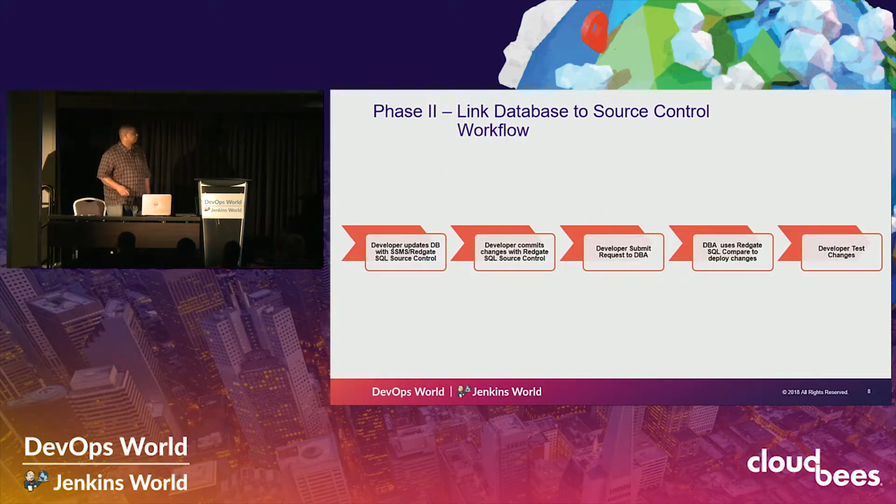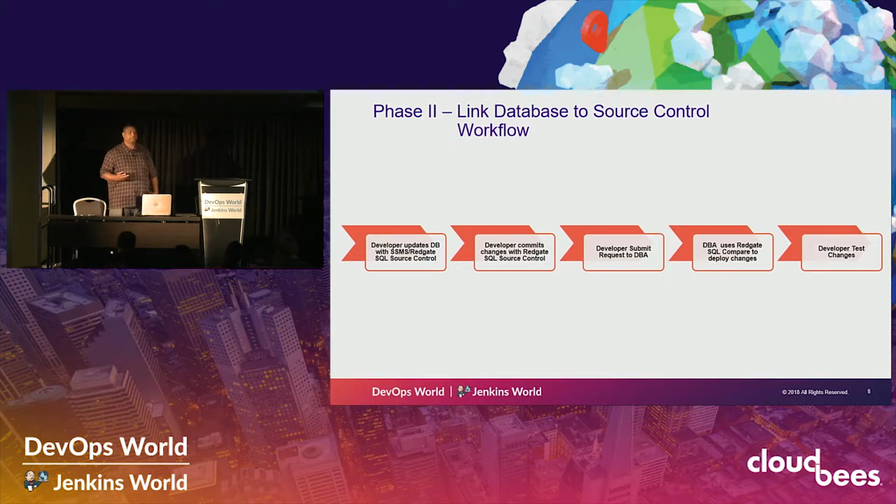And so the next phase is where you actually link a database to source control. This is the workflow for that. Now a developer will be updating the database using SQL Server Management Studio and Redgate SQL Source Control. The developer will commit those changes using the Redgate tool. The developer will then submit a request to the DBA to push those changes, not to production, but to the target environment. And then the DBA will use the Redgate SQL Compare tool to deploy those changes. And then once that's done, the developer will test those changes.